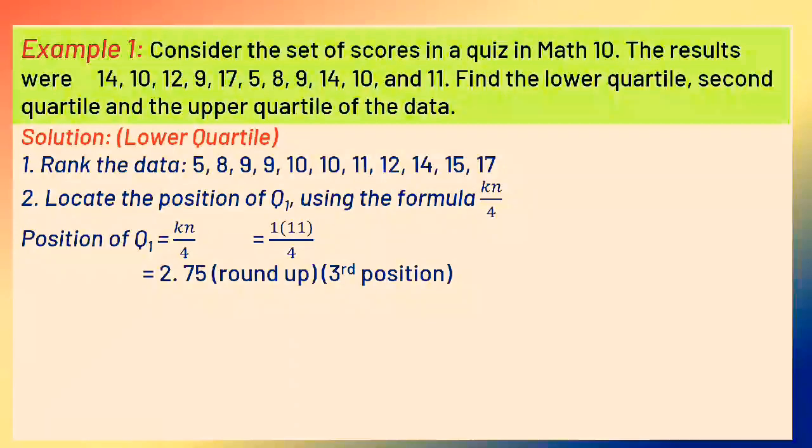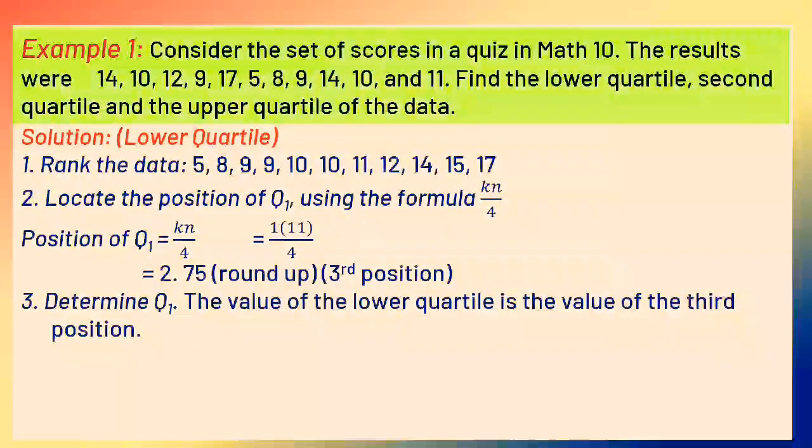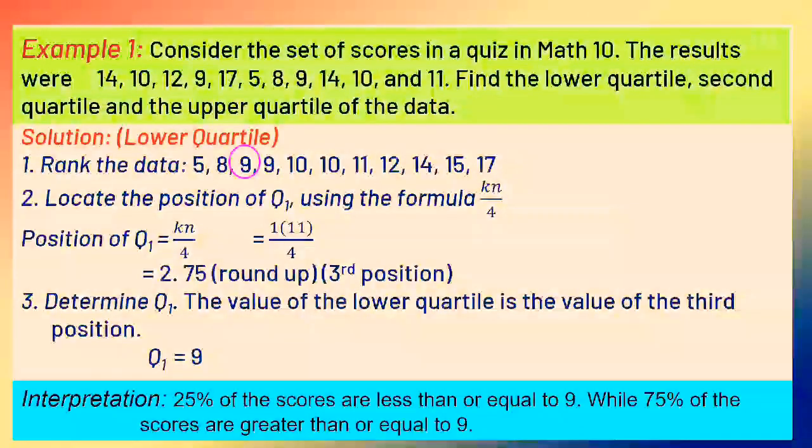According to the rule, we need to round it up, and therefore, the value of the lower quartile is in the third position. By counting from left to right, we have 1, 2, and 3, so the value of quartile 1 is equal to 9. Therefore, it means that 25% of the scores are less than or equal to 9, while 75% of the scores are greater than or equal to 9.